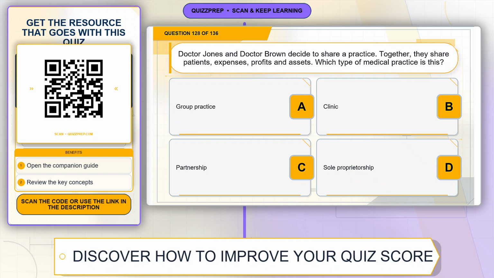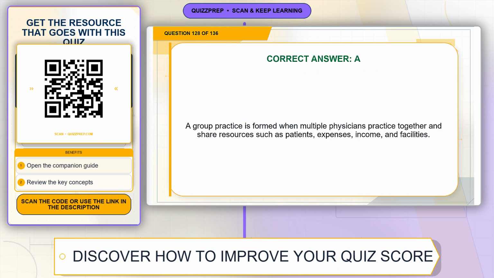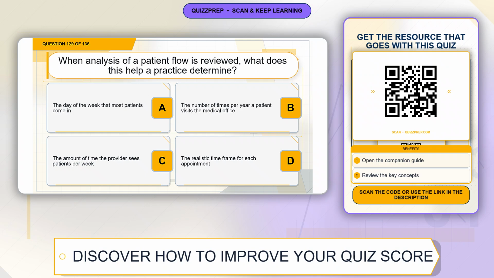Option A, group practice. Option B, clinic. Option C, partnership. Option D, sole proprietorship. The correct answer is option A, group practice. Explanation. A group practice is formed when multiple physicians practice together and share resources such as patients, expenses, income, and facilities. Question 129. When analysis of a patient flow is reviewed, what does this help a practice determine?